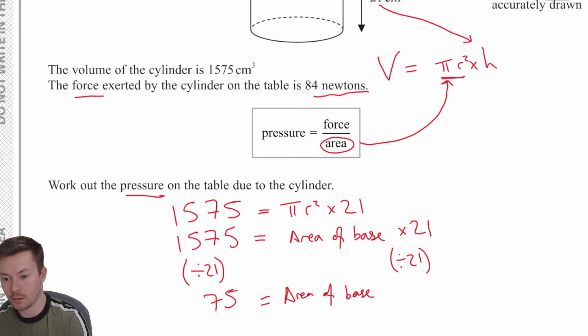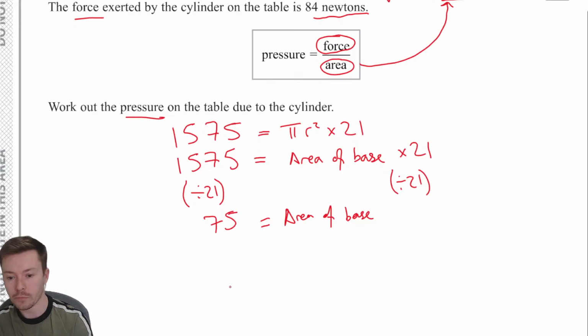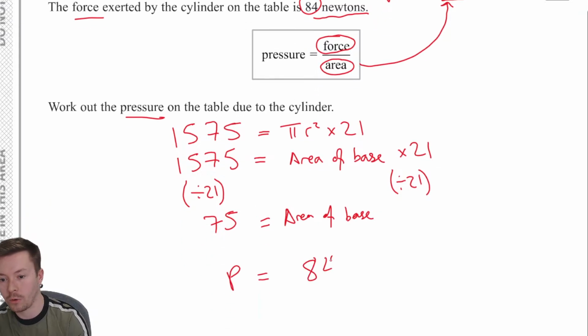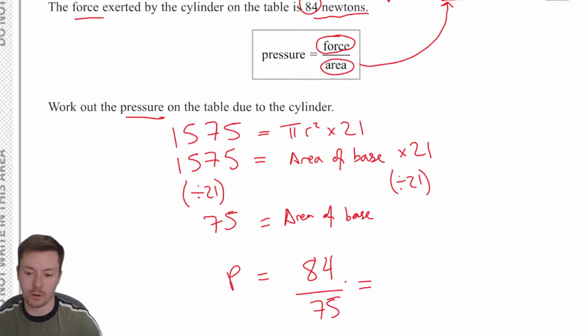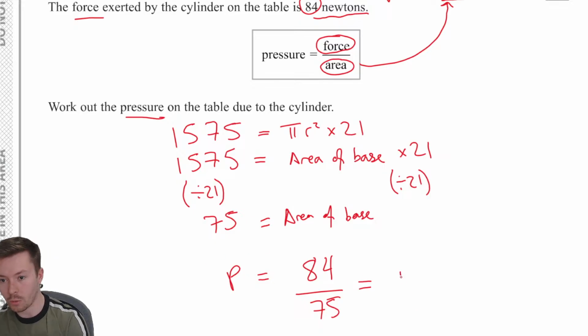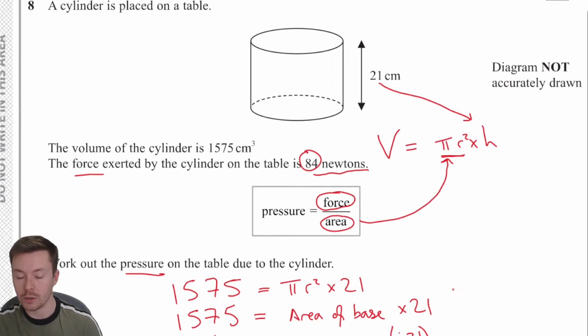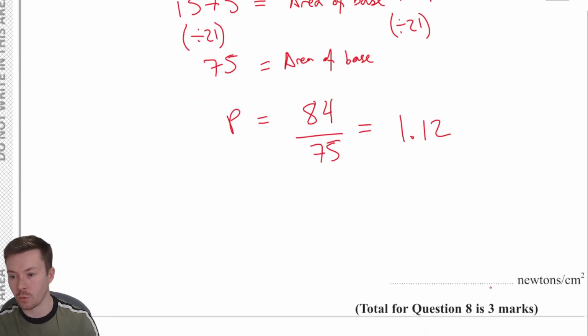Then we're going to substitute the force and the area into this formula. So pressure equals the force, which is 84 newtons, you can see at the top of the screen there, divided by the area of the base, which is 75. That gives us an answer of 1.12. And that would be newtons per centimeter squared, which is what we've got down here anyway.